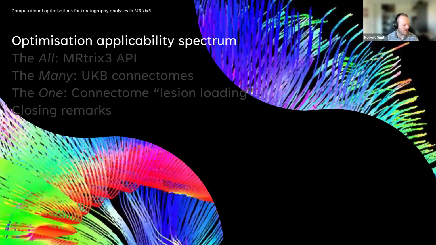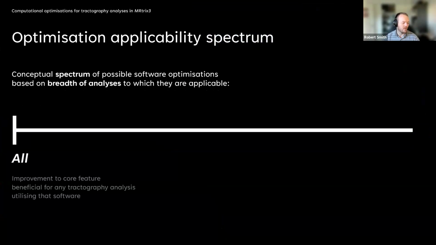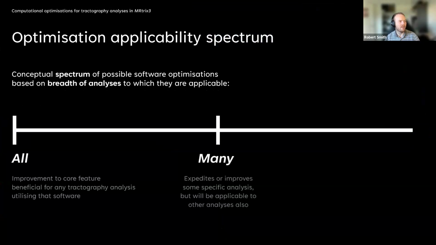So the way I think about how computational optimization can contribute to research software is it exists on this spectrum of how applicable any particular proposals are. At one end of this spectrum is improvements to, for instance, tractography algorithms that are going to be applicable to any tractography related analysis that's using that piece of software. In the middle, you may have research projects where you want to improve some specific aspect of the software that will benefit that particular project, but will also benefit other projects once it becomes available to the wider community.